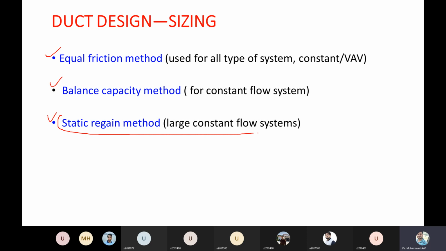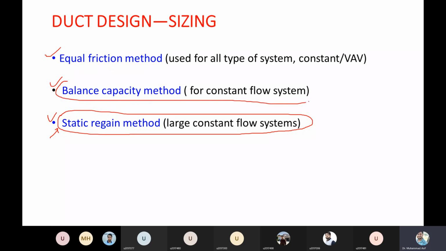This method requires computation. It is like a numerical way, it requires huge computation, and this is a rough estimation based upon experience. Basically, in this class, we'll discuss the equal friction method. The equal friction method is a very universal method. It is used for all types of systems, whether a constant flow system or a variable air velocity system.